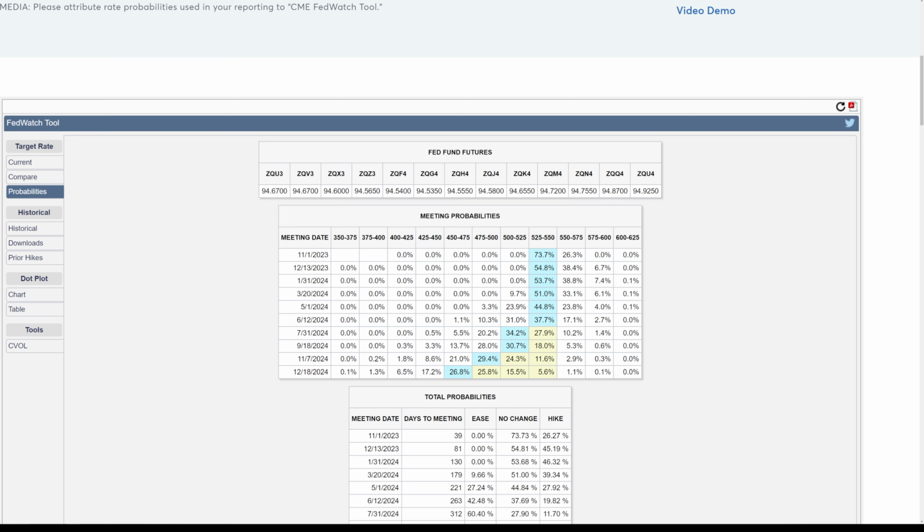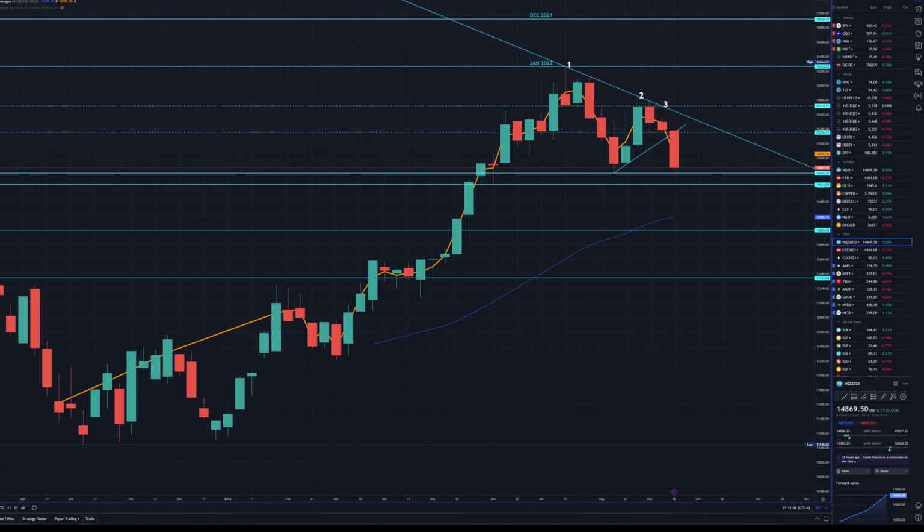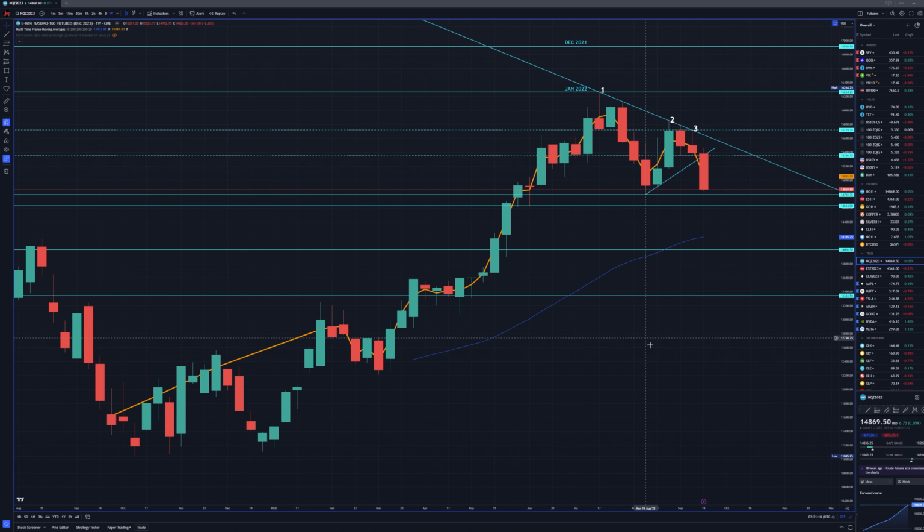So now that we have covered that, let's go to the technical analysis. This is the Nasdaq weekly chart. As always, we are going to start with the weekly. This week has been really, really bad.